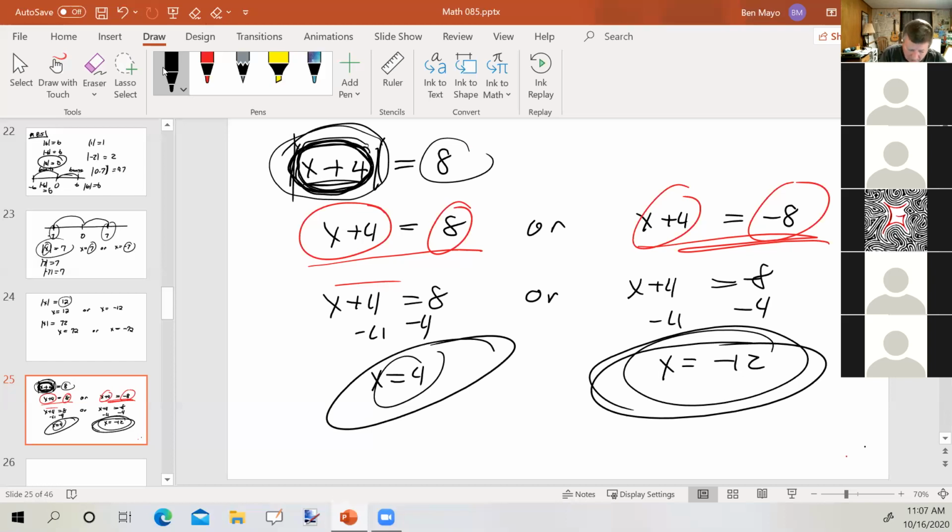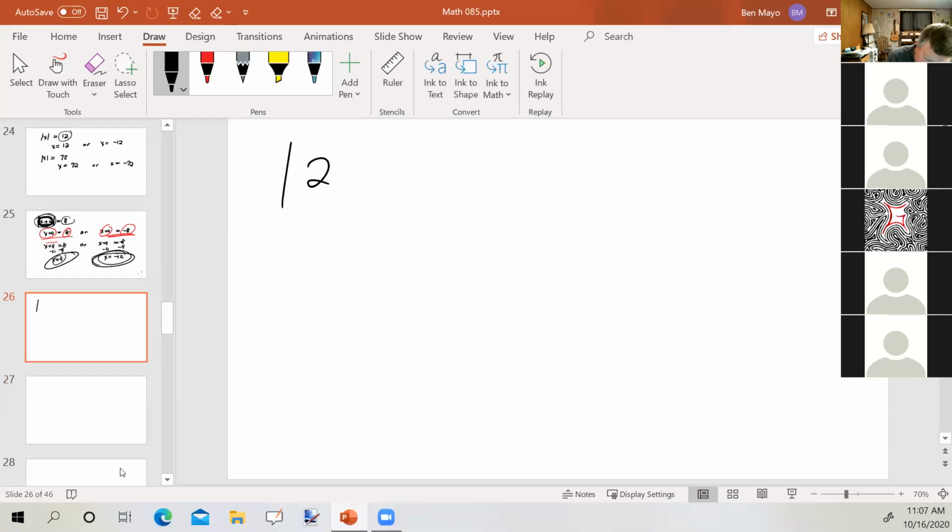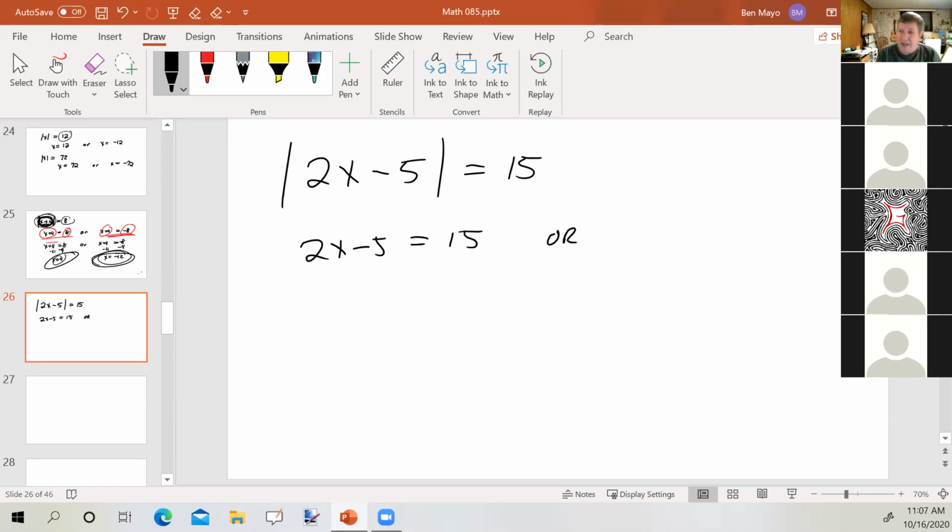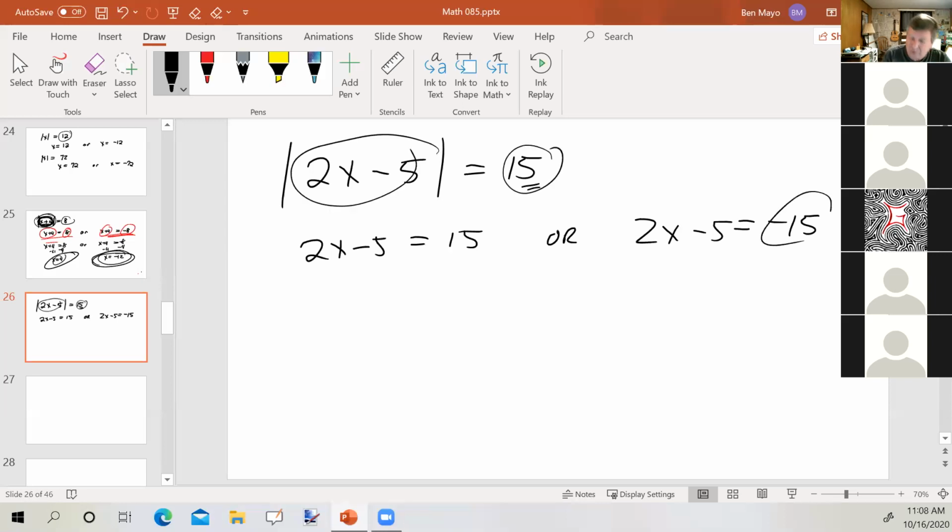So in each case here, we're getting two equations. Let's say we've got the absolute value of 2x minus 5 equals 15, okay? So that means that 2x minus 5 either has to equal 15, because the absolute value of 15 would be 15, or 2x minus 5 has to equal the opposite of 15, or -15, because if the stuff inside equaled -15, but you took the absolute value of -15, what would you get? You'd get 15. So what's inside has to either equal what's outside or the opposite of what's outside.